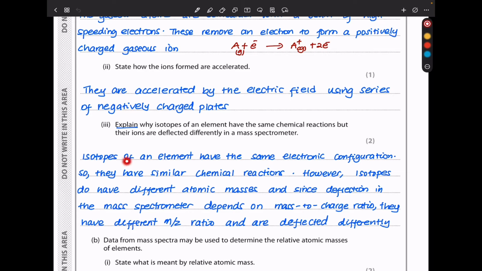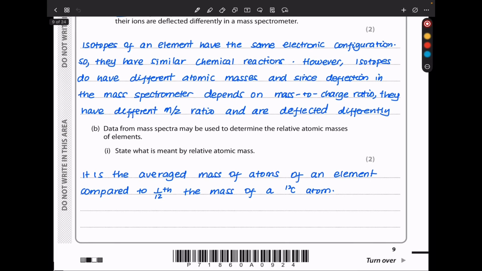So I said isotopes of an element have the same electronic configuration, so they have similar chemical reactions. However, isotopes do have different atomic masses. Since deflection in the mass spectrometer depends on mass to charge ratio, they have different m/z ratios and are going to be deflected differently.